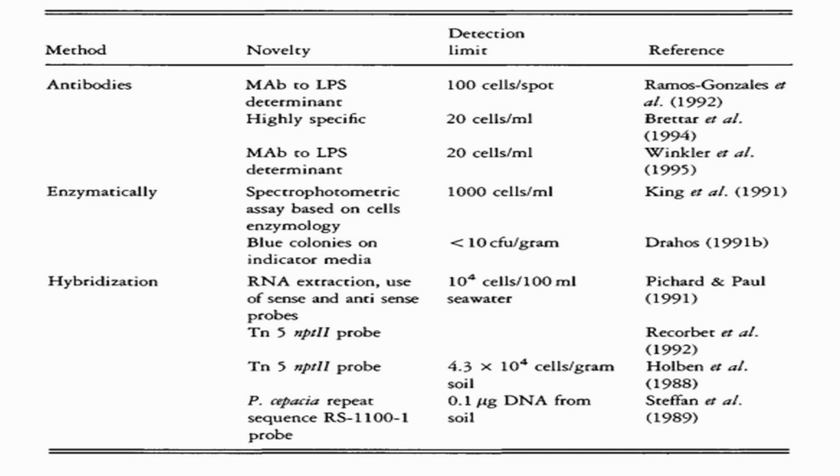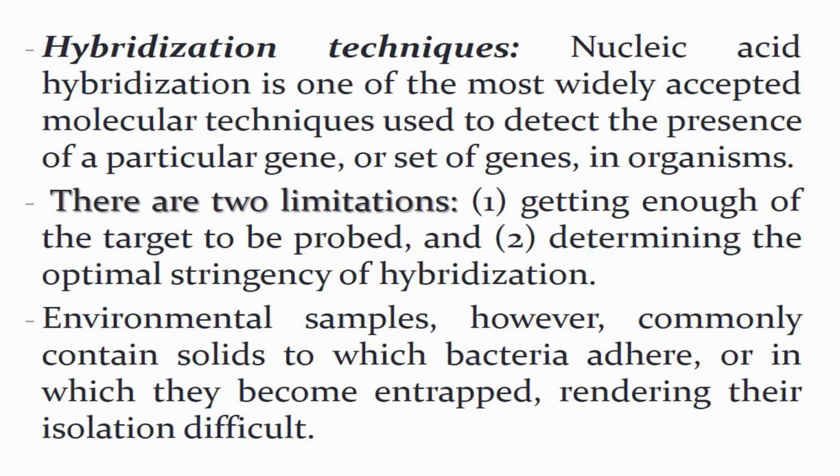There are also other methods, enzymatic methods, and also hybridization methods. So this table summarizes the different methods, so you can go through and check the different methods you can find. So also we have hybridization techniques. This is for nucleic acid. Hybridization is one of the most widely accepted molecular techniques used to detect the presence of particular genes or maybe a set of genes in the organisms.